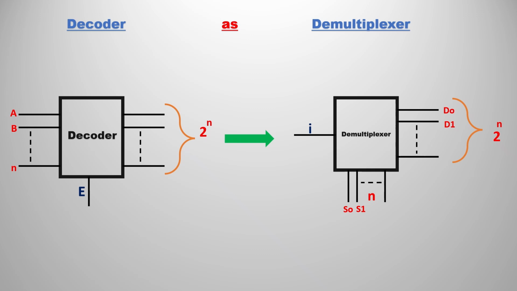We have already discussed the basics of both decoder and demultiplexer. If you want the videos of both decoder and demultiplexer, I am giving them in the description box. Check it out. If you consider, the decoder has n inputs and 2 power n outputs. The demultiplexer has 1 input, n select lines and 2 power n outputs. You can simply relate them: the n select lines correspond to the n inputs, the 2 power n outputs are the same, and here we have one input, that is I. Here also we have E as enable, so we can compare both of them easily. So let's see how to do the conversion.